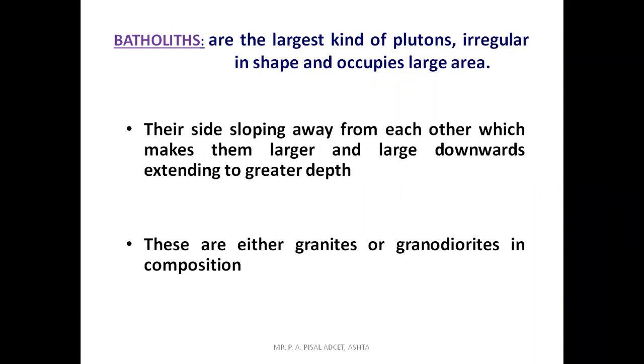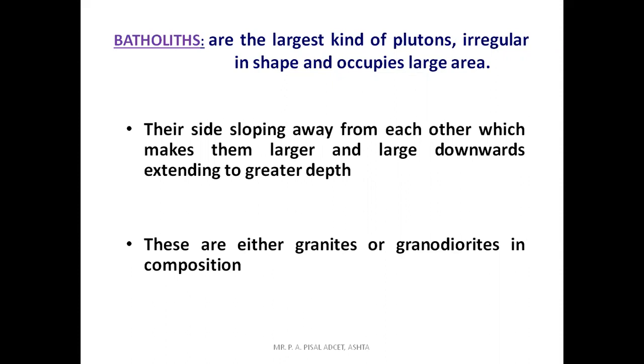In the classification of igneous rocks, we have discussed this word pluton or plutonic. Plutonic means those rocks which are formed at very great depth inside the earth. Such rocks are considered plutons or plutonic rocks, like granite, gabbro, etc. They are irregular in shape and size and occupy a very large area. Very large area means it can extend to hundreds of kilometers, hundreds of square kilometers covered by these batholiths.